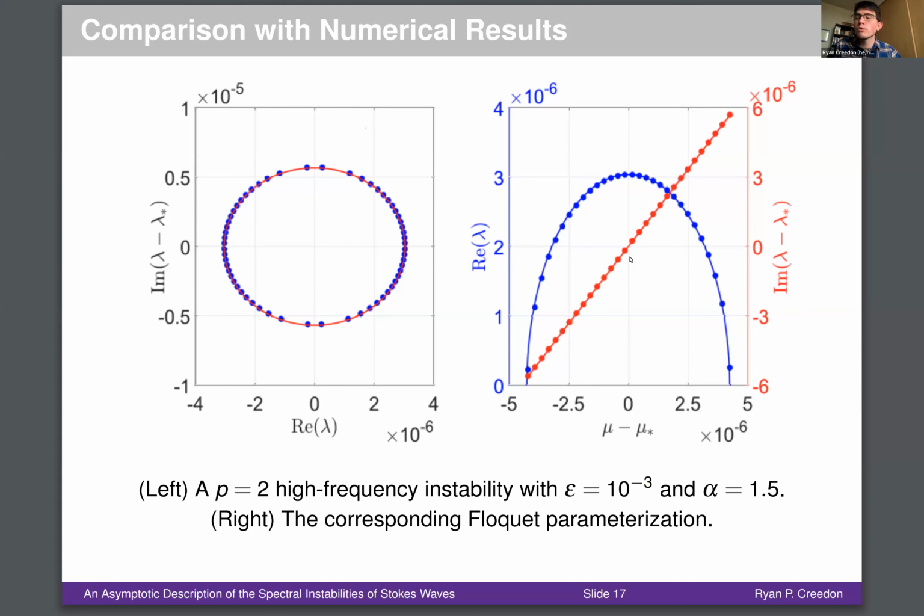On the figure on the right, we're looking at the Floquet parameterization of the figure on the left. In particular, in blue, you're looking at the real part of the eigenvalues on our bubble as a function of the Floquet exponent. And in red, you're looking at the imaginary component of this bubble as a function of the Floquet exponent. The dots are numerical results, and the solid curves are what these asymptotic computations predict. And again, we see excellent agreement here.